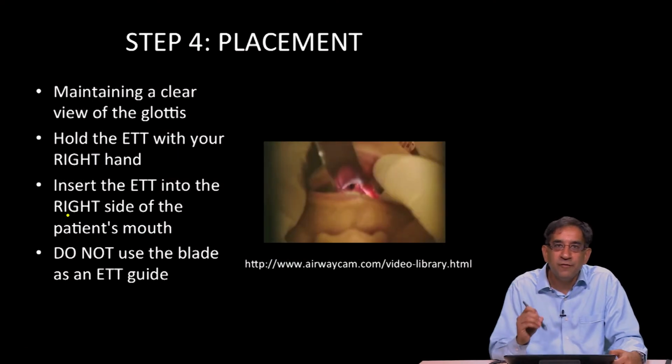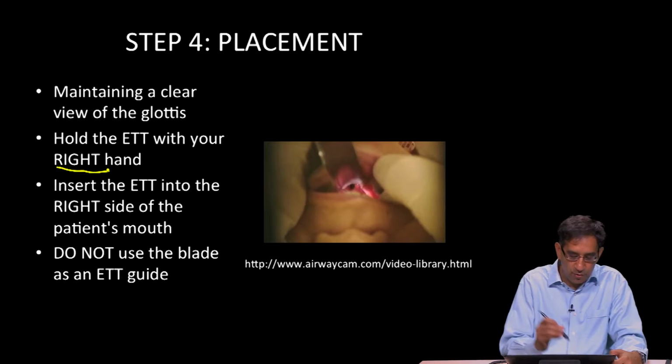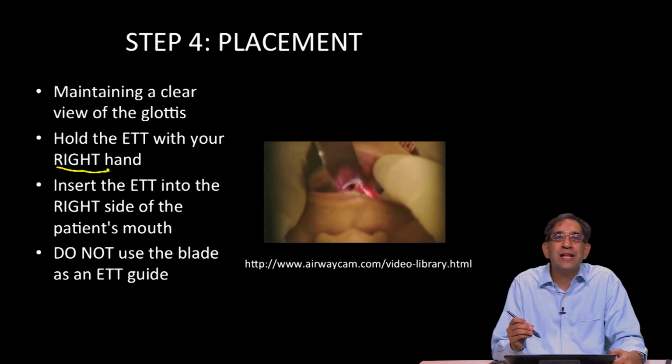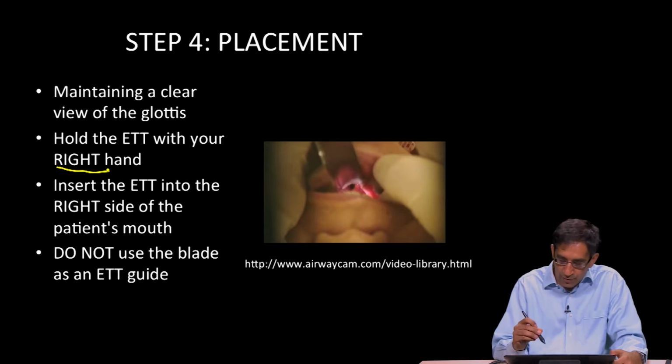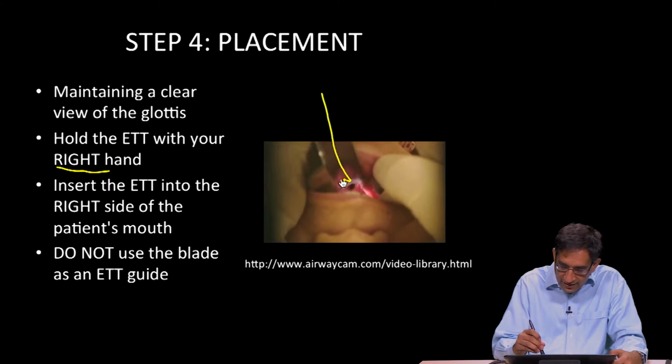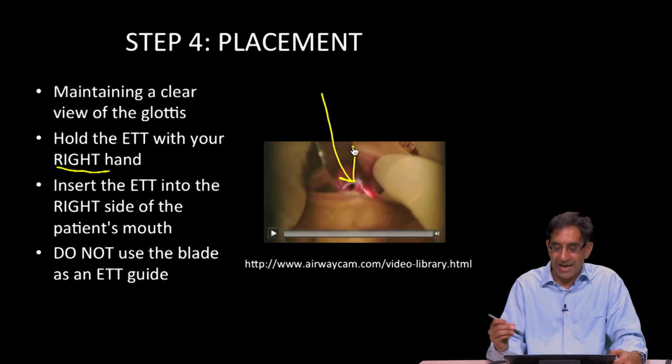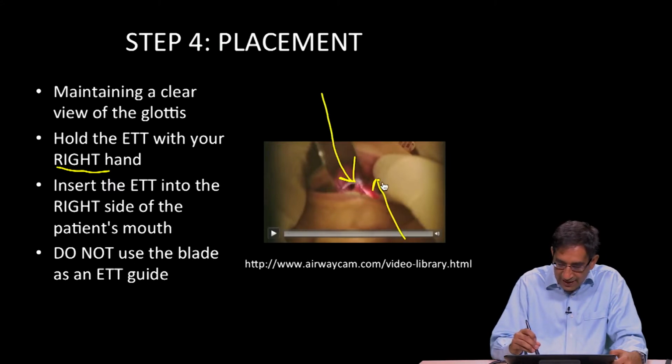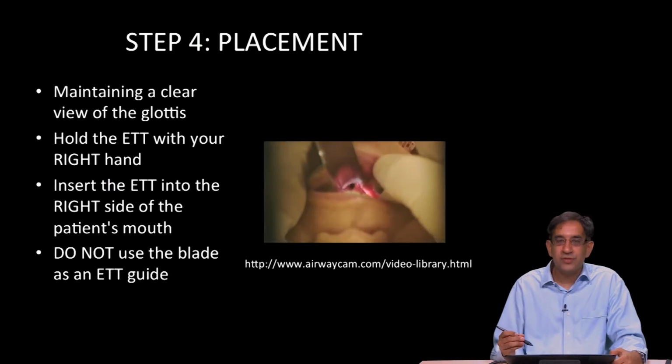Next, maintaining a clear view of that opening, the glottis, you're going to hold the endotracheal tube with your right hand, very important, and you're going to insert it into the right side of the mouth. Don't use the blade as a guide. You're going to come in from the side, as we'll see. Insert it through the right side. So let's take a look and see.